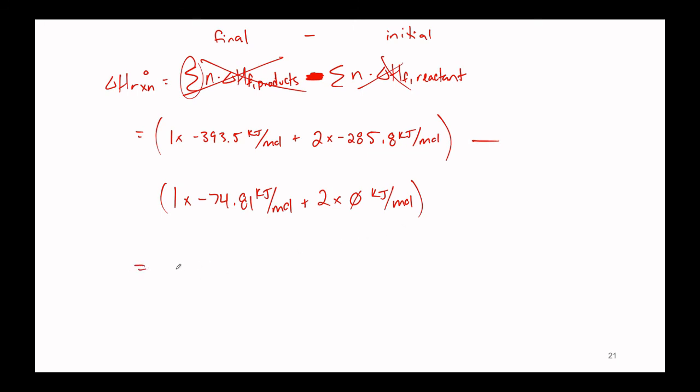And if we crunch the numbers on our calculators, what we find is that the enthalpy of reaction for the combustion of methane would be negative 890.3 kilojoules per mole. And we didn't even have to step foot in a lab to figure that out.